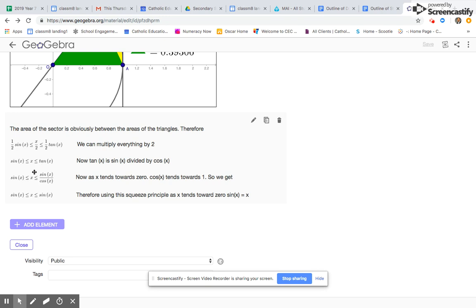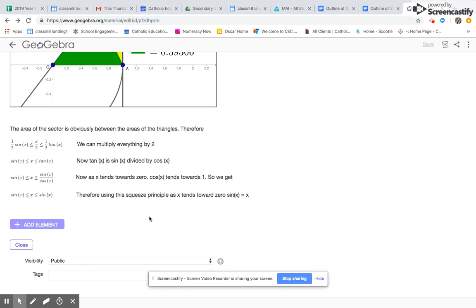Now tan x, we don't know too much about it, but we know that that's sine x over cos x. Now what happens to cos x as x tends towards 0? Well, if x is 0, cos of x is 1. So what we end up with is sine x over 1. So we get sine x is less than or equal to x is less than or equal to sine x as x tends towards 0. So what we end up with is that sine x must equal x.